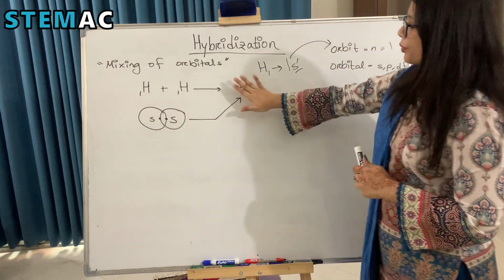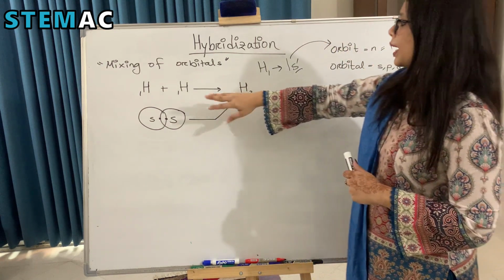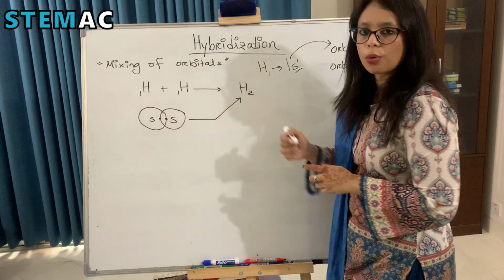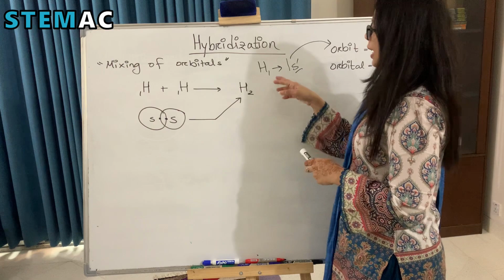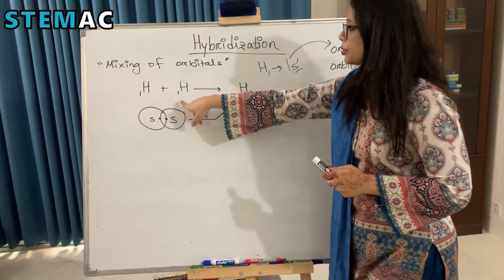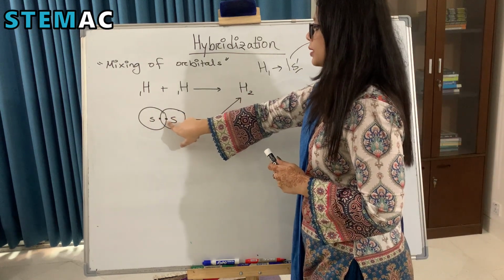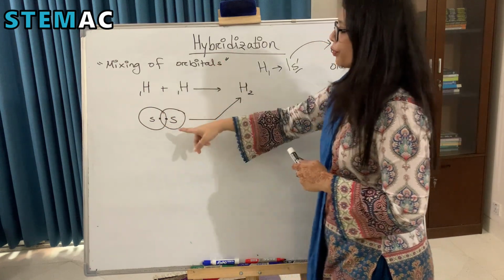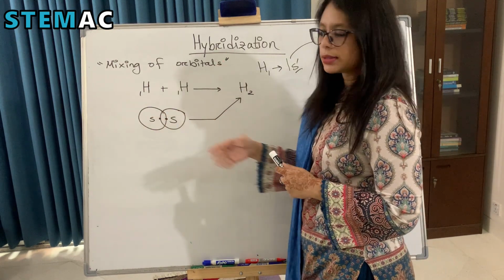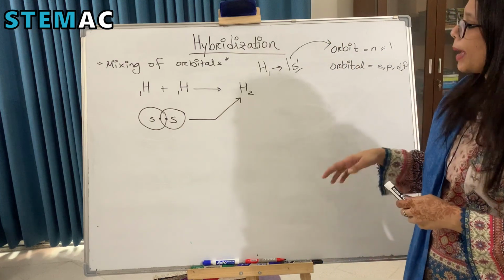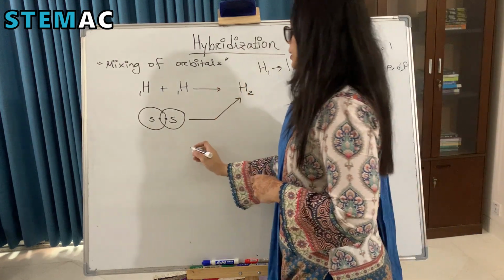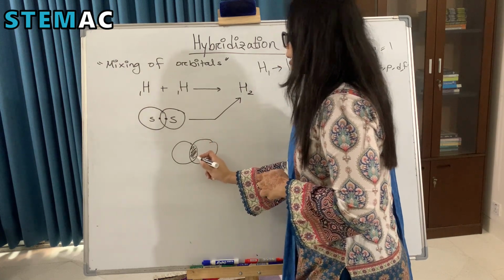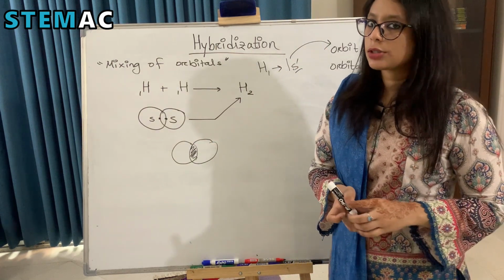So here, while forming hydrogen molecule from two hydrogen atoms, there is a sharing of electrons, or a covalent bond. The s orbitals of the two hydrogen atoms share their electron, and this requires the overlapping or the mixing of two s orbitals. In this case, the s orbitals are overlapping with one another. So this overlapping of the orbitals while forming a bond is called hybridization.